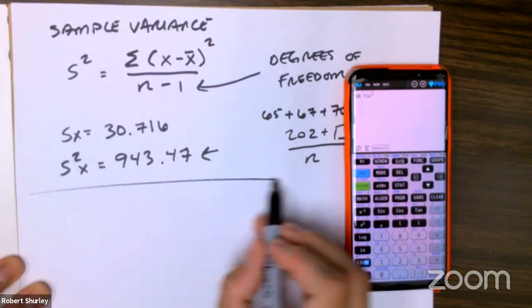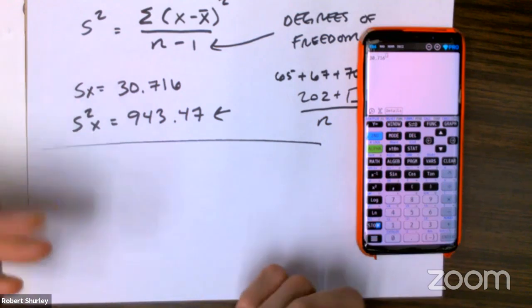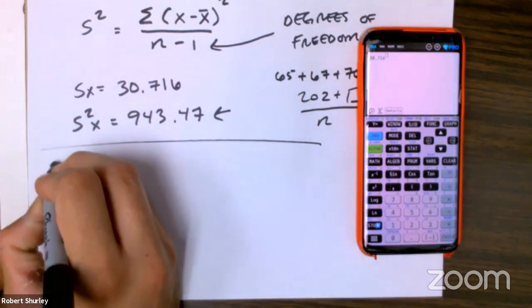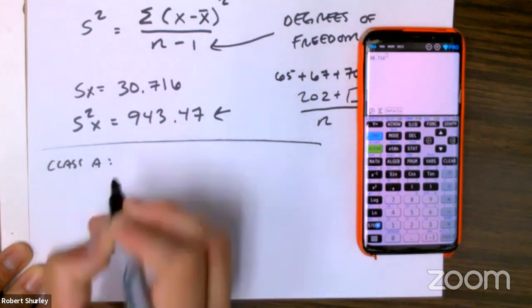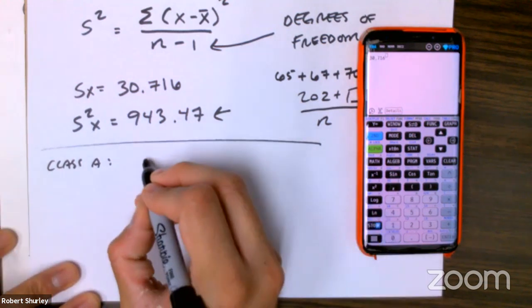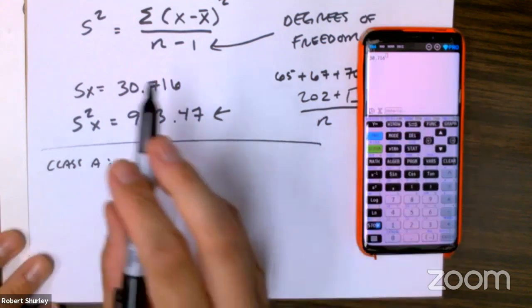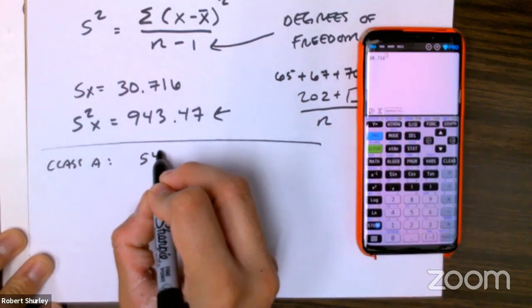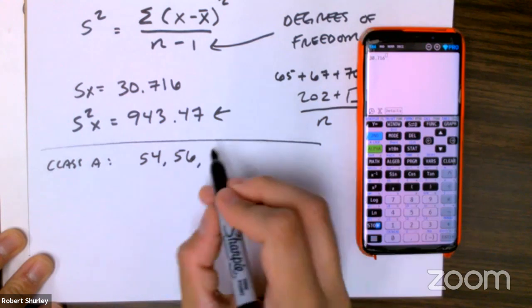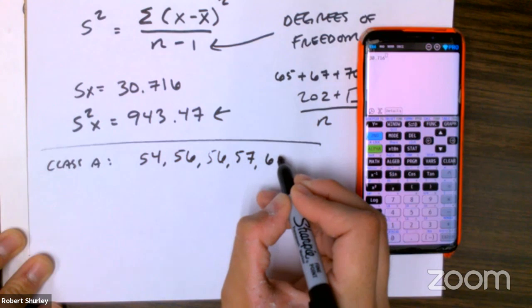So I'm going to look at 2 different test scores again. Test scores are getting boring. Let's say we look at heights. Let's say I've got class A, and we'll do heights in inches. Let's get the heights of just like 5 people, because I don't want to take forever putting it in the calculator. So the first heights we'll say are 54 inches, 56, 56, 57, and then like 62.